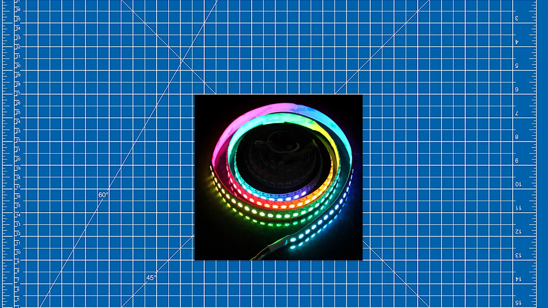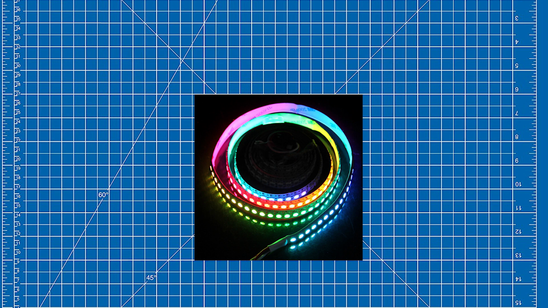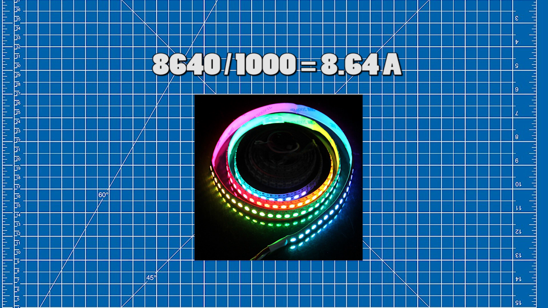If you want to calculate the power consumption of an LED strip, you always calculate with the maximum. That means if you have, for example, an LED strip with 144 LEDs, you multiply 144 with 60 milliamps and then you get a maximum power consumption of 8640 milliamps. But you only need this power if all LEDs are at full brightness and all turned white. Now I take my 8640 milliamps and divide it by 1000, and so I get 8.64 amps as a result.